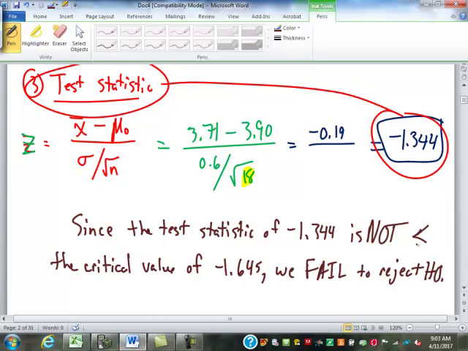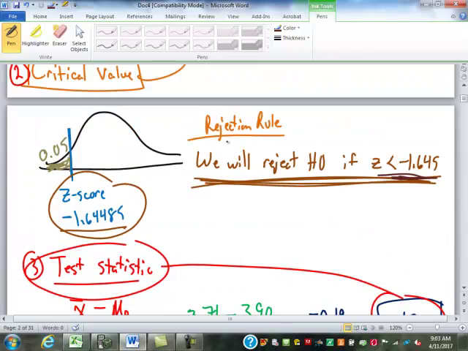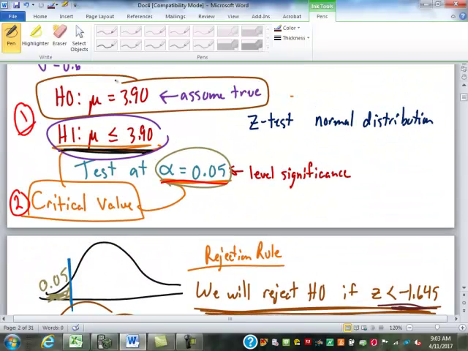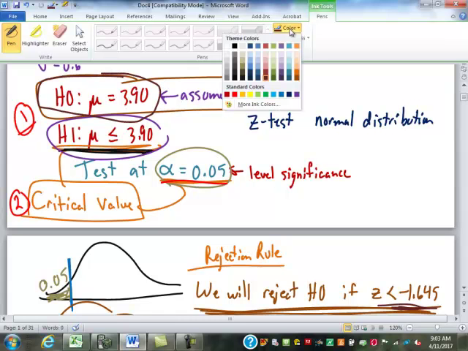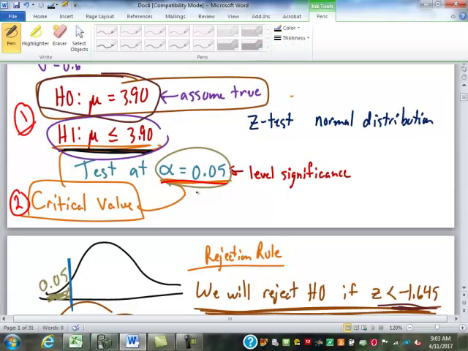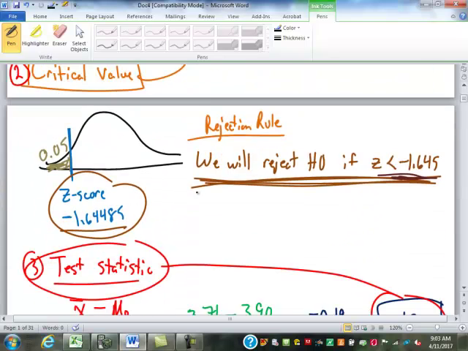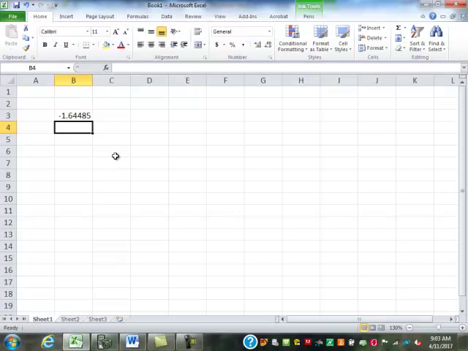So in other words, there is not enough evidence based on this sample. There's not enough evidence to conclude that the student's GPA is less than 3.9. Or in other words, there's not enough evidence to refute the claim that the student's GPA is 3.9. So that was a one-tailed, left-tailed test. And you can see here, all we really needed Excel for was to find the critical value.